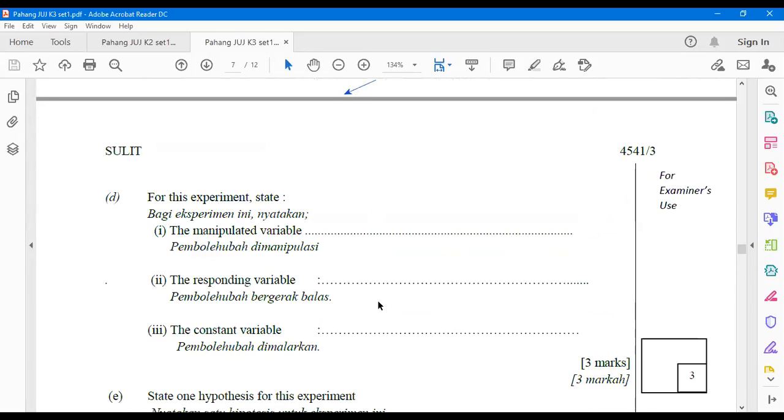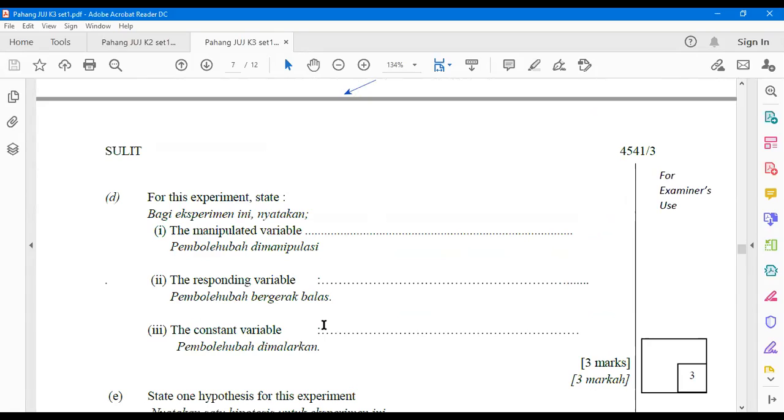Okay, next part. What is the MV here? Should we hear from Yijun? MV? Okay, the type of rubber. Everyone, I hope you can accept. And what is the responding variable, Yeshen? Elasticity of rubber strips. Correct. The elasticity of rubber strips.